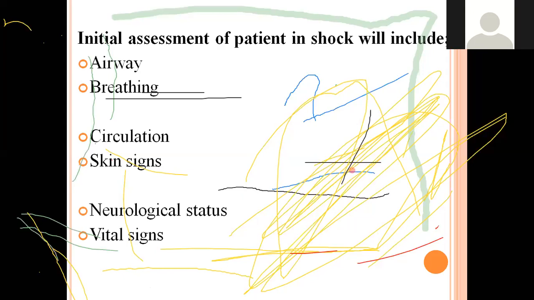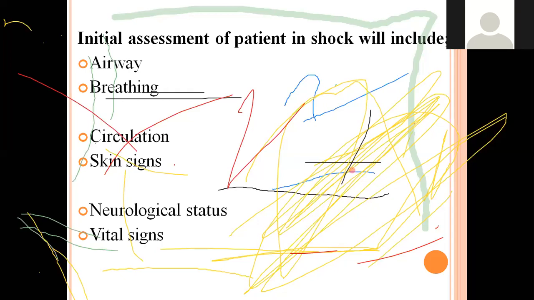So what are the initial assessments of patients in shock? First, you want to assess the airway. Is the airway patent? The second one, you want to check the breathing of that patient. Is the patient still breathing? Is there any difficulty in breathing? During this period, you want to turn the head of the patient to one side so that the patient can breathe well. Then you want to check circulation. You want to check the skin. Is it cold and clammy? Is the patient pale? Those are the things you want to check for. You check the skin signs too. And lastly, you check the neurological status of the patient. Is the patient still conscious? Is he oriented to the three spheres of life? Is the patient comatose? Those are the things you want to check.